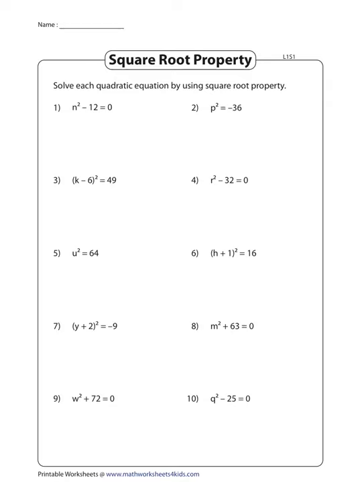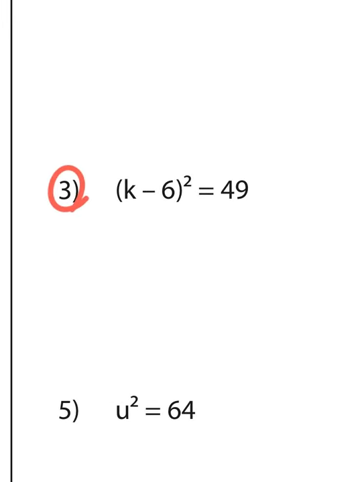So I realized when I gave you this worksheet, there were a couple things we haven't gone over yet. So I would like to take this time to look at numbers 3, 6, and 7. Okay? So when we're looking at number 3, we have in parentheses, k minus 6 squared equals 49.